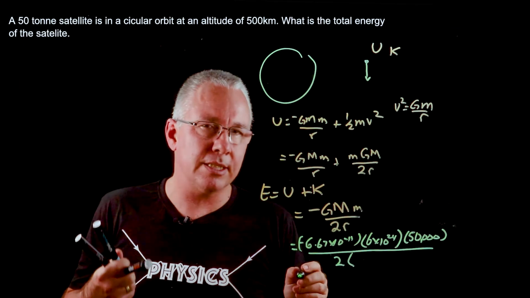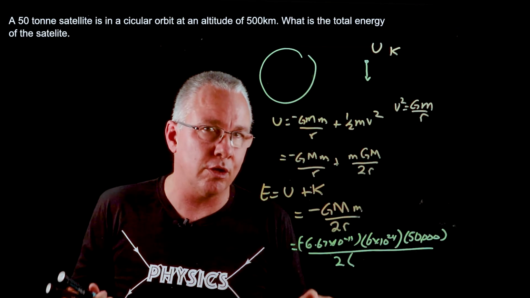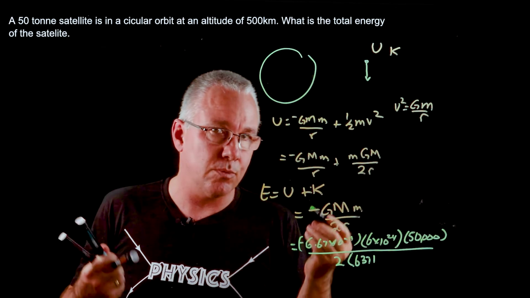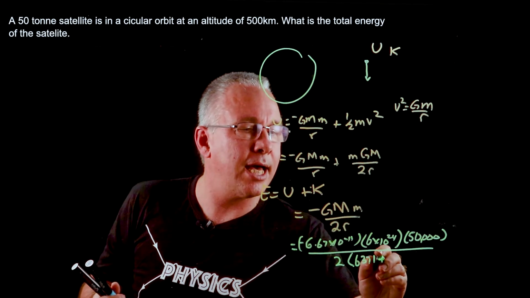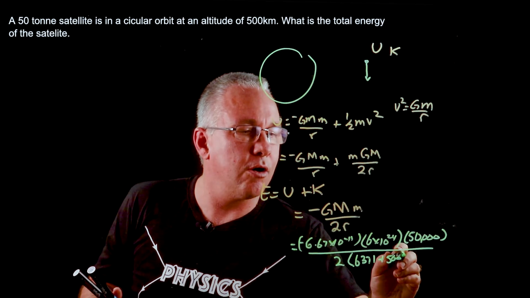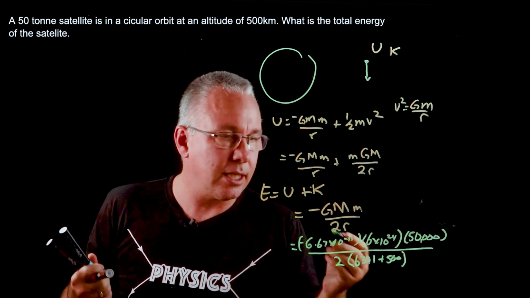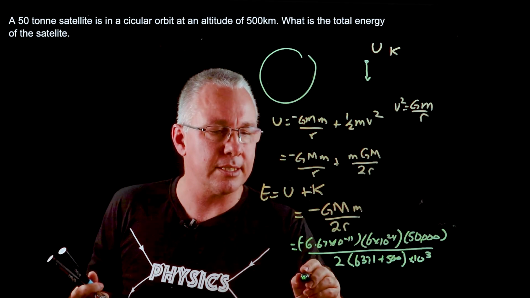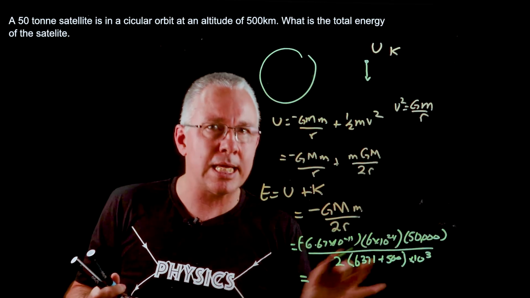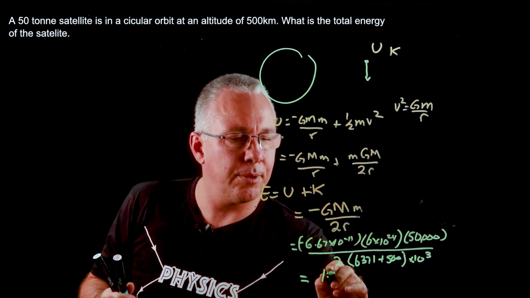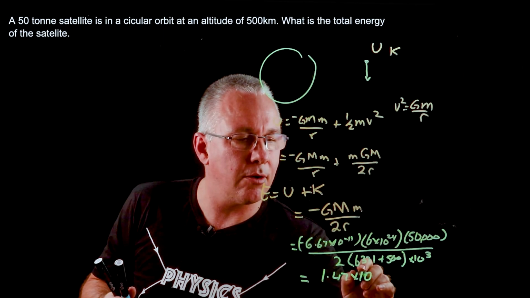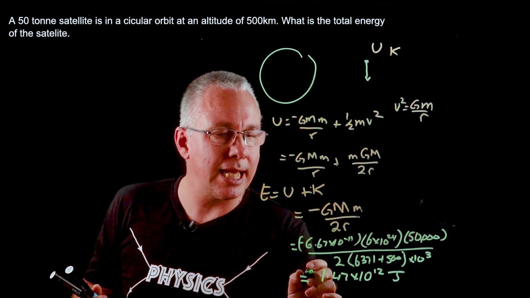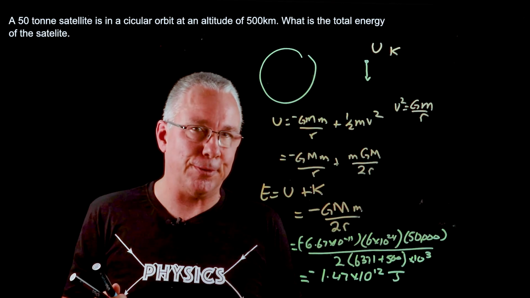Now remember, the radius is actually equal to the radius of the Earth plus the altitude. So I have 6,371 kilometers, which is the Earth radius. I have to add the 500 kilometers of the satellite, but I have to multiply all this by 10 to the power of 3 because I have to have this in meters. And when you calculate all this out, you're going to get a value of 1.47 by 10 to the power of 12 joules. But of course, lastly, this is a negative value.